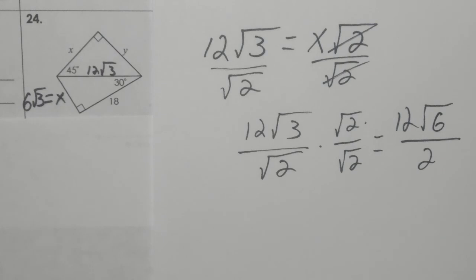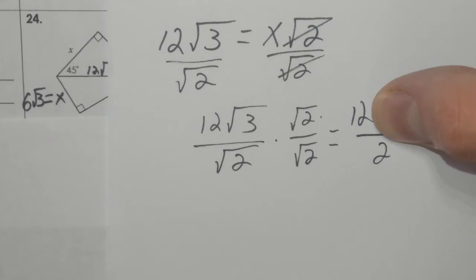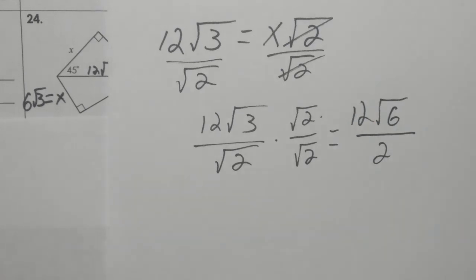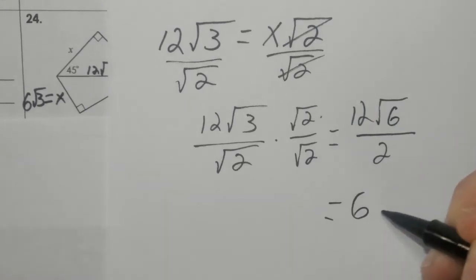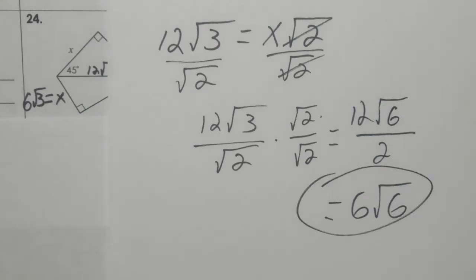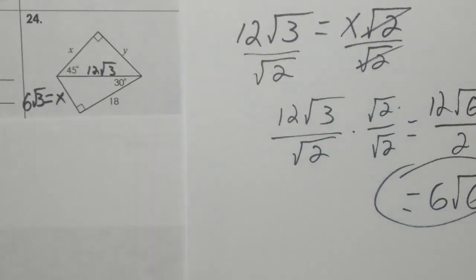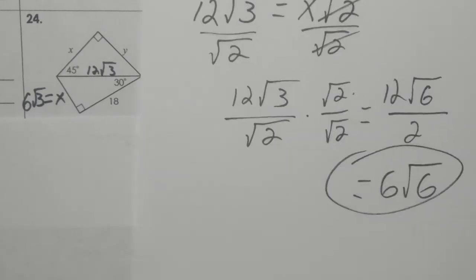Okay, and then to simplify, I'm going to cover up the radical. 12 divided by 2 is 6. And then bring along square root of 6. So I have 6 square root of 6. This is the leg of the 45, 45, 90. And we remember also that for 45, 45, 90, the legs are always the same. Okay? I hope that helps.